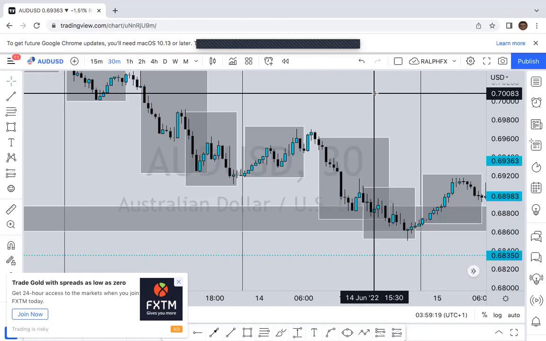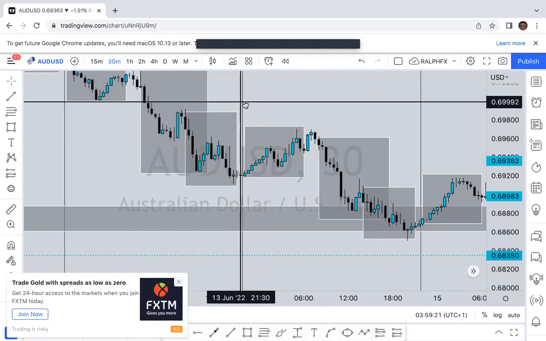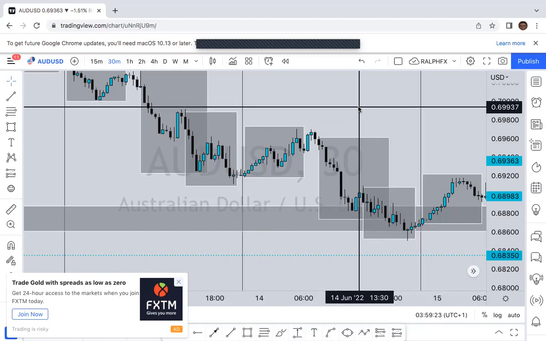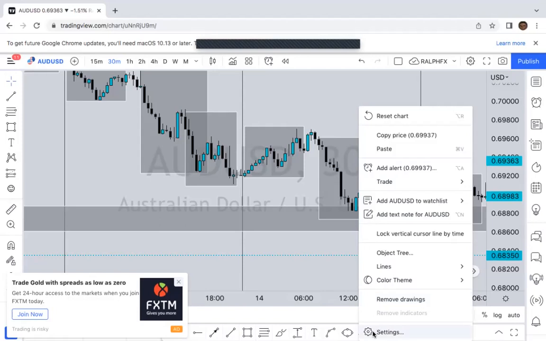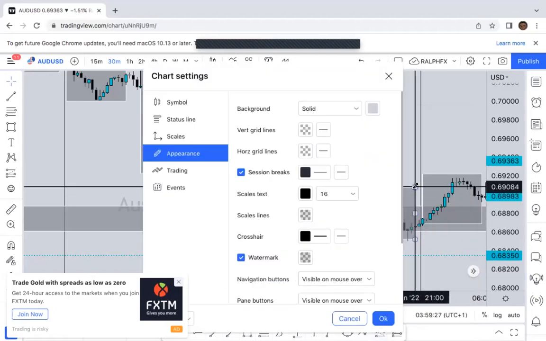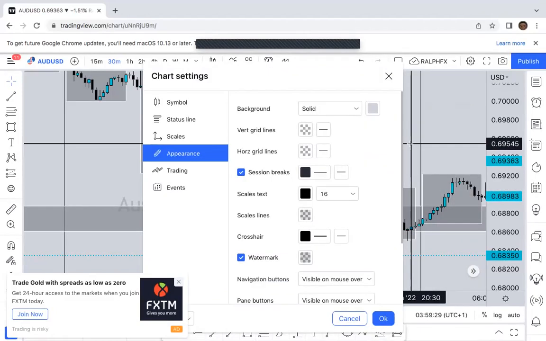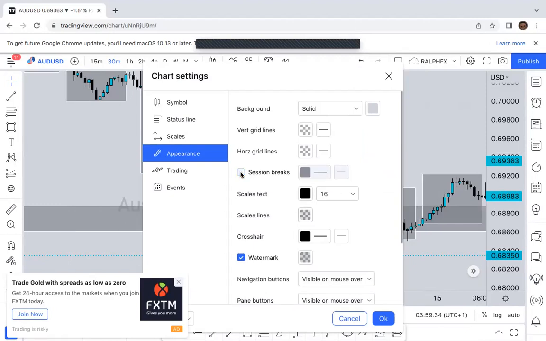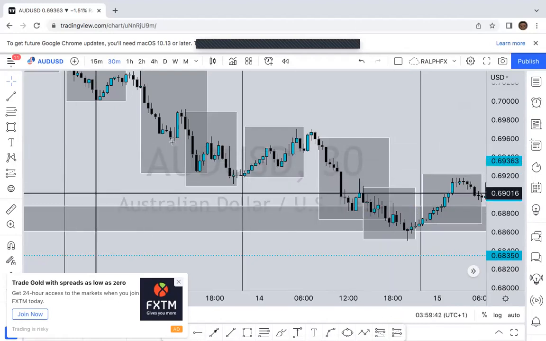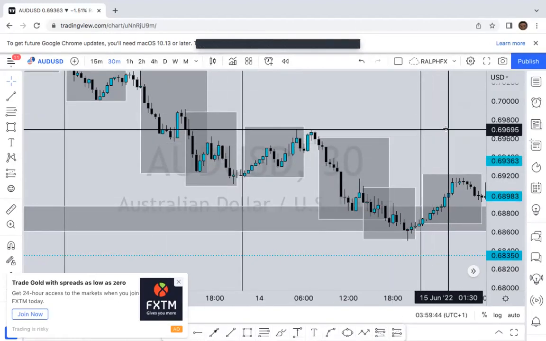So to get these indicators for separating the charts into different days, you just need to go to your settings. You right click on the screen, go to settings, and you can see here we have session breaks. If I tap on session breaks, you see the line appears. It will automatically divide the charts into each 24 hours.